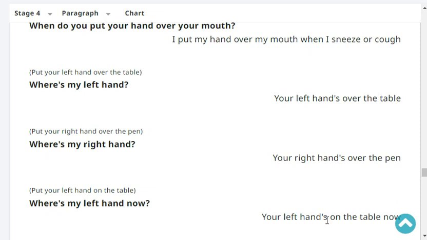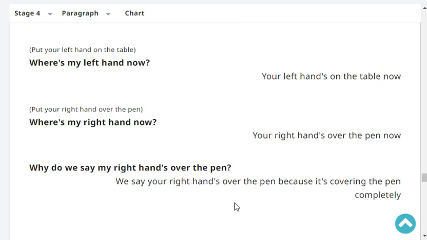Where's my left hand? Your left hand's over the table. Where's my right hand? Your right hand's over the pen. Where's my left hand now? Your left hand's on the table now. Where's my right hand now? Your right hand's over the pen now.